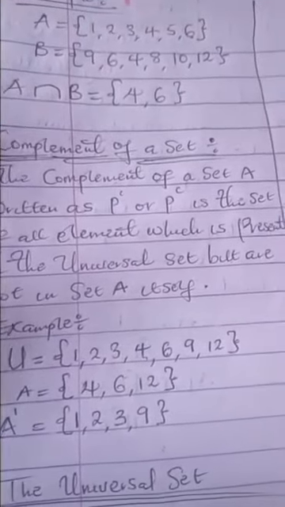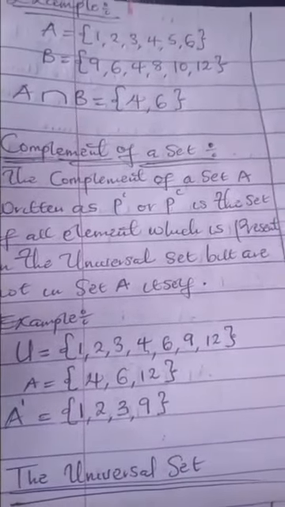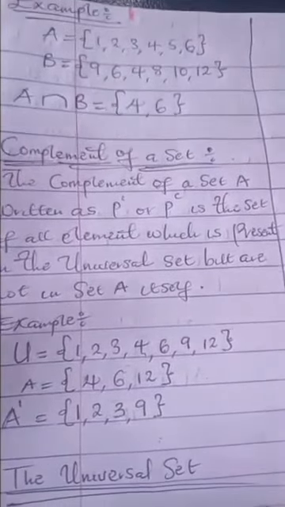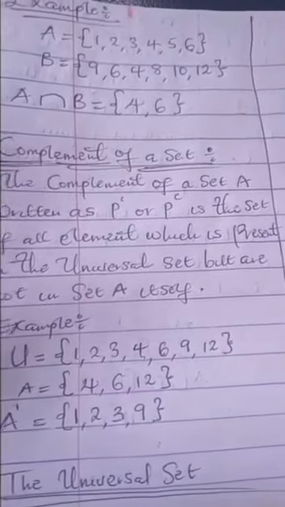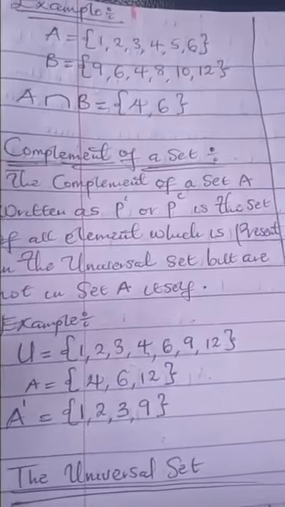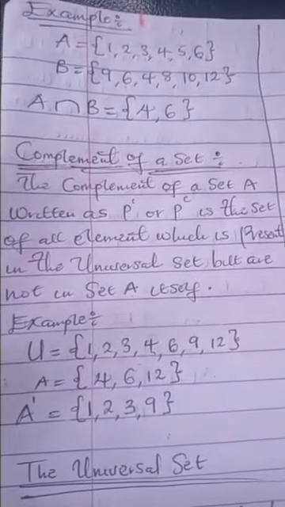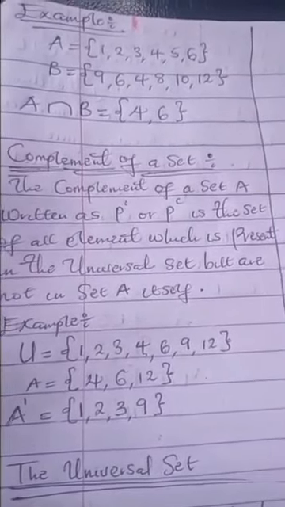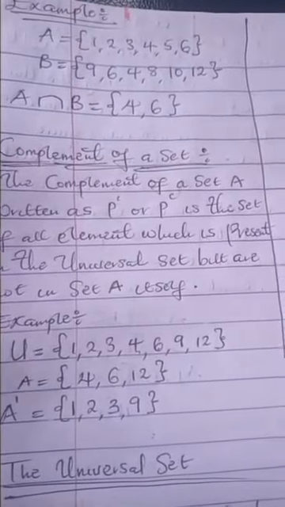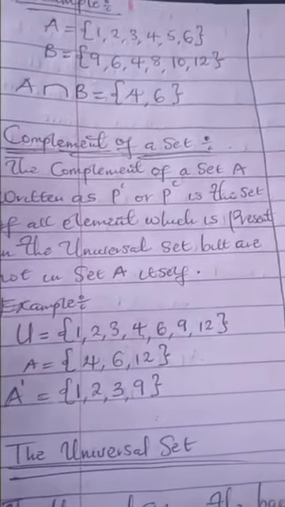We have set A: 1, 2, 3, 4, 5, 6. Set B: 9, 6, 4, 8, 10, 12. So now A intersection B, what is common here? There is no 1 common, there is no 2, there is no 3, but there is 4 common. We have 4 in set A, we have 4 in set B. So we put down the 4. There is no 5 common, there is no 8 common, there is no 10 common, but there is 6 common also. So we put 6 there. So set A intersection set B is equal to {4, 6}. That's how to do it.